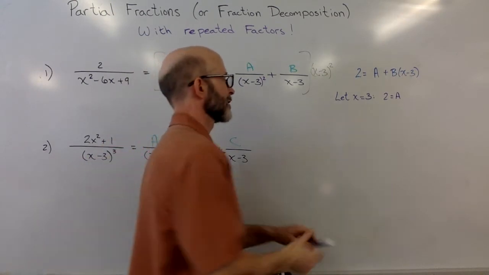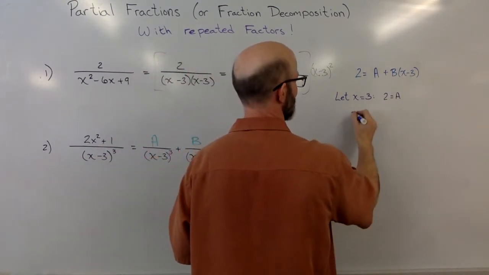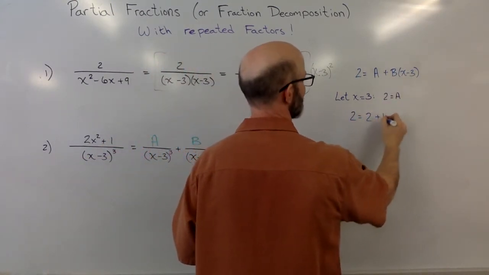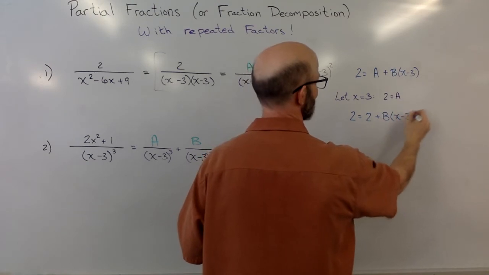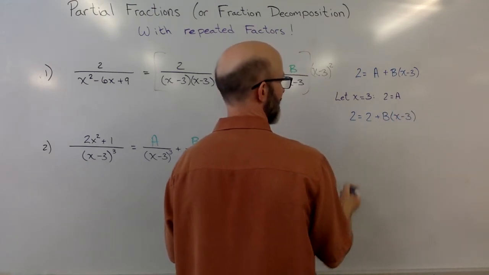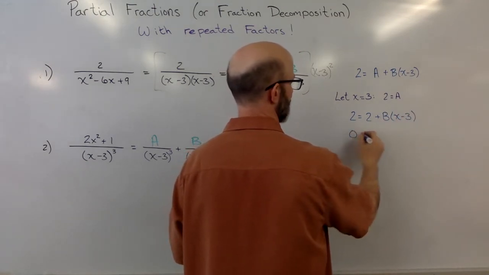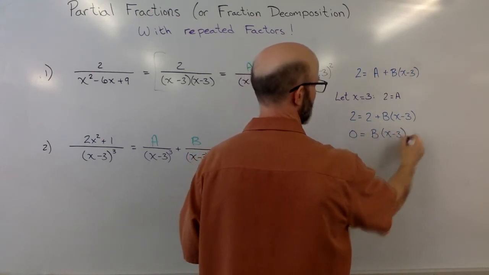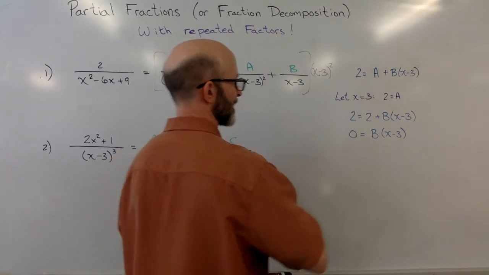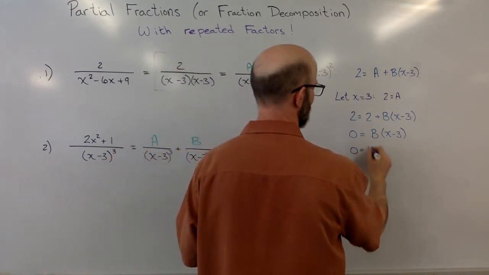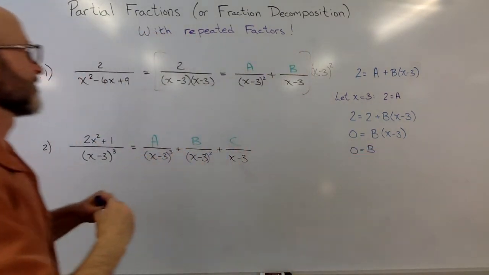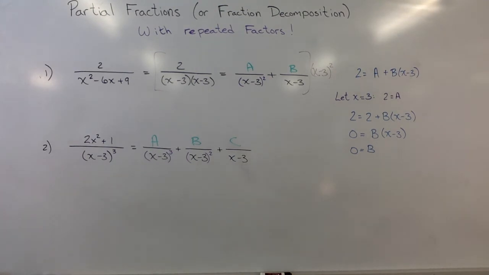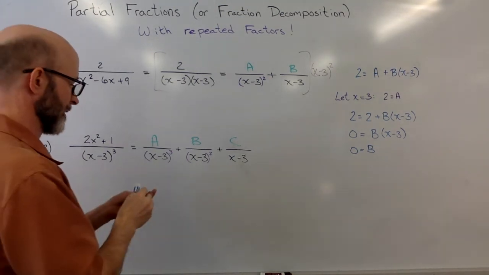Now, maybe it's a good time to go ahead and plug 2 in here and know that 2 equals 2 plus B times x minus 3. Wow. I can solve this one, but it sure does look like 0 is going to equal B. That's a possibility. That happens sometimes. And that is quite all right.